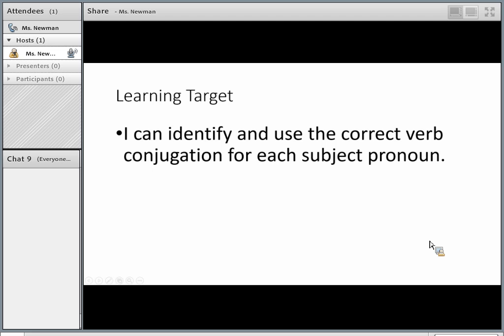Our learning target for this session is: I can identify and use the correct verb conjugation for each subject pronoun.